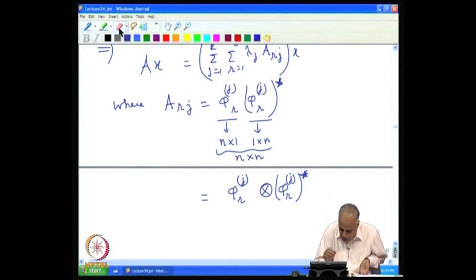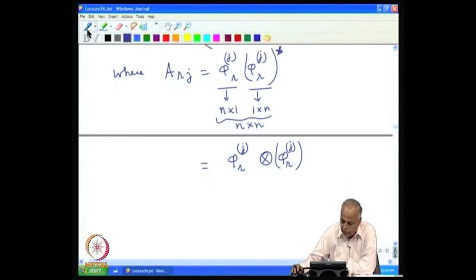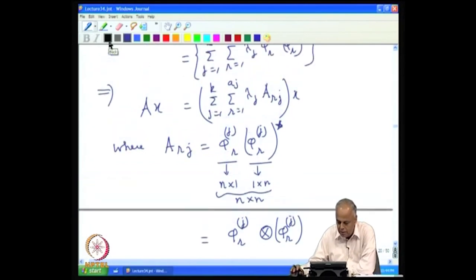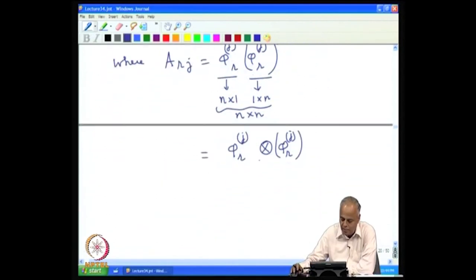In fact, there is no more star there. The moment I put tensor, the star is taken care of. It is the tensor of phi_r^j with itself. So, phi_r^j tensor phi_r^j means phi_r^j phi_r^j star. That is the matrix. So, this phi_r^j star is written in this form. So, therefore, A_r^j is a matrix. Now, A_r^j is a matrix, lambda_j is a number. So, a number times a matrix is a matrix. We are adding a number of n by n matrices, that is going to be another n by n matrix.